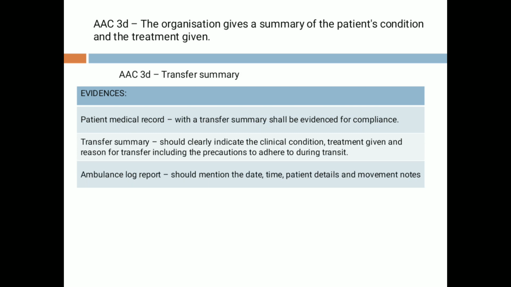Objective element AAC.3D speaks about the transfer summary. Evidences are the patient medical record with the transfer summary. The transfer summary should clearly indicate the clinical conditions, treatment given, and the reason for transfer, including the precautions to adhere to during transit. The ambulance log report again should mention the date, time, patient details, and movement notes.